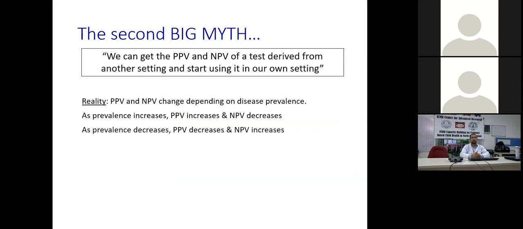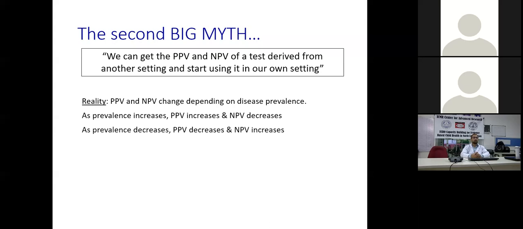If you think that you can get the PPV and NPV of a test derived from another setting and start using it in your own setting, you are sadly mistaken, because the prevalence of the disease is different in different settings. So positive predictive value and negative predictive value change depending on disease prevalence. As the prevalence increases, the positive predictive value increases and negative predictive value decreases. As prevalence decreases, the positive predictive value decreases and negative predictive value increases.